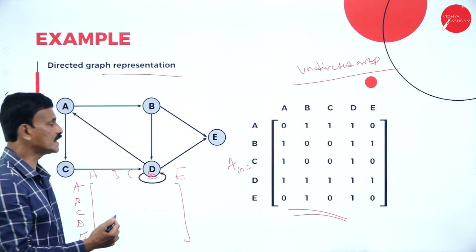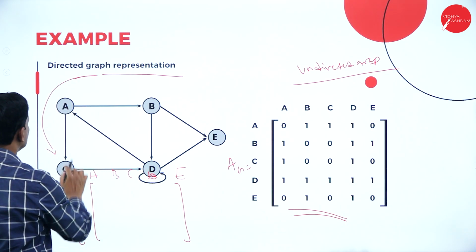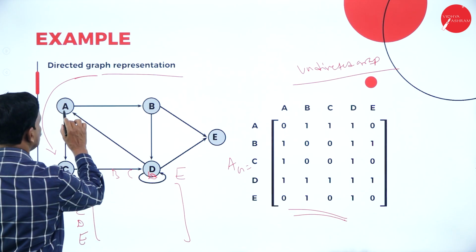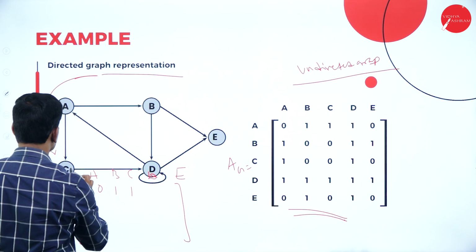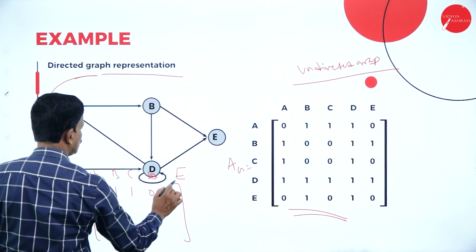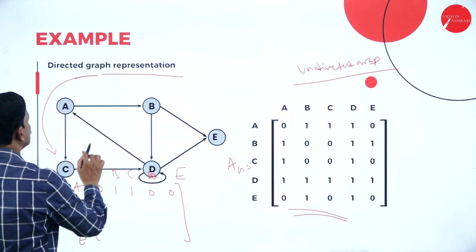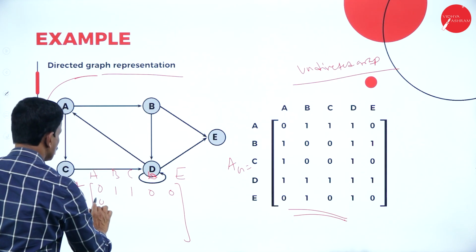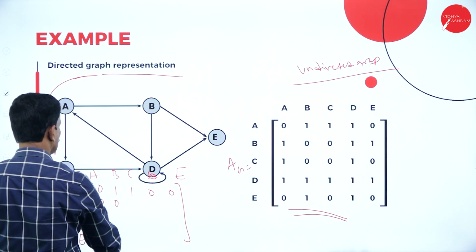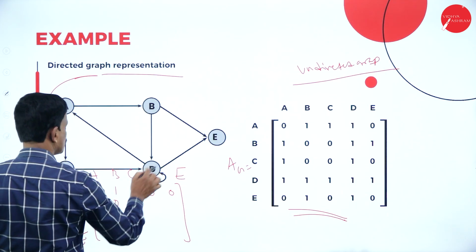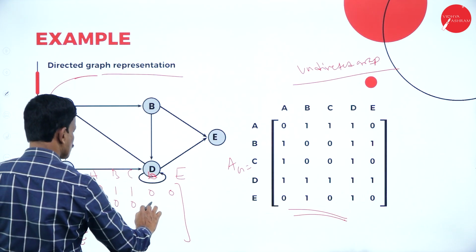So for the directed graph, A to A is 0, A to B is 1, A to C is 1, A to D is 0, A to E is also 0. Next from B, B to A is 0, B to B is also 0, B to C is also 0, and B to D is 1.